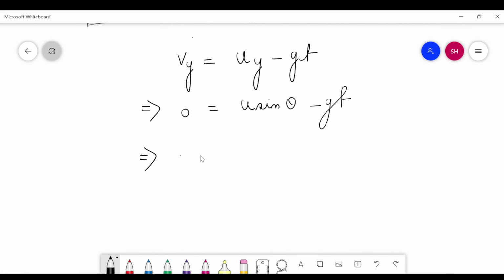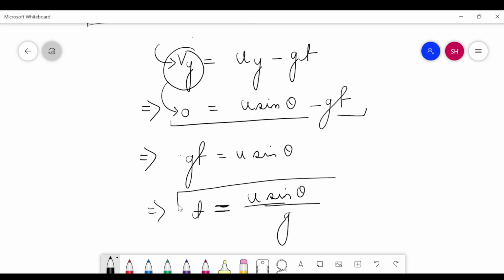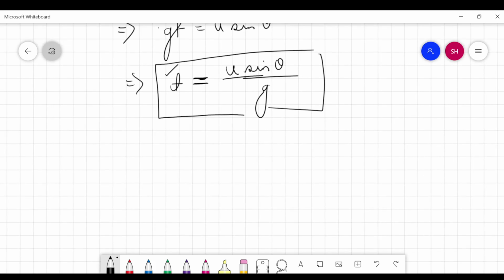which will give us an interesting thing. gt will be equal to u sin theta, and the time when it reaches the maximum height is equal to nothing but u sin theta by g, because at maximum height the velocity in the y direction is equal to 0. Hence, by putting 0 in this equation, we are calculating the time when it is reaching the maximum height.